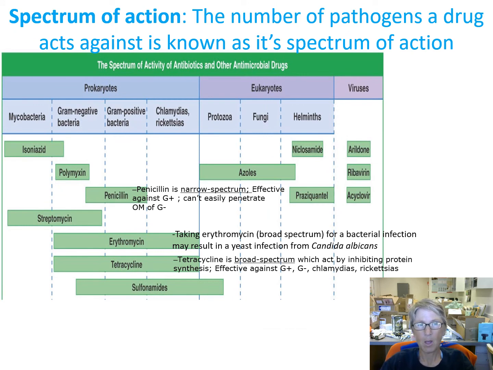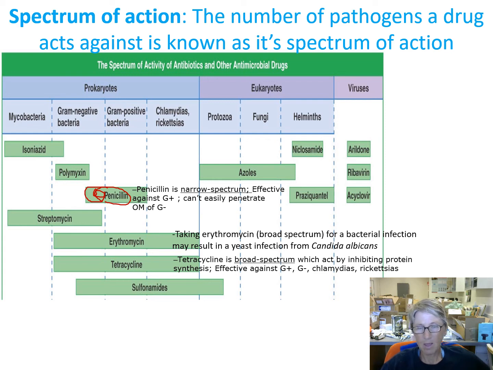Okay, drugs have something called a spectrum of action. It's the number of pathogens a drug acts against. Every drug has a spectrum of action. For example, penicillin here is a narrow spectrum drug. It's effective against gram-positive, but not really very effective against gram-negative, although it shows in this graph that it would be.